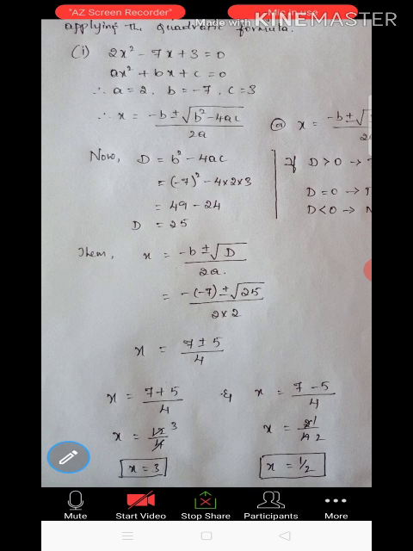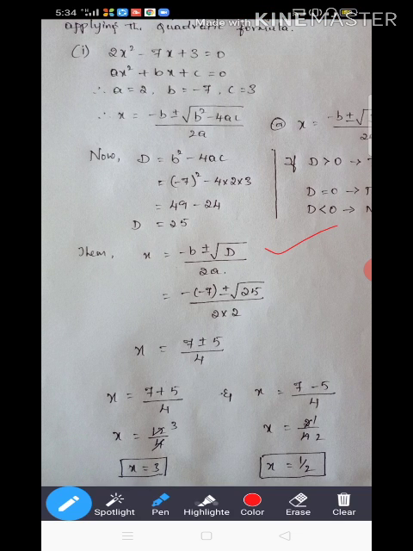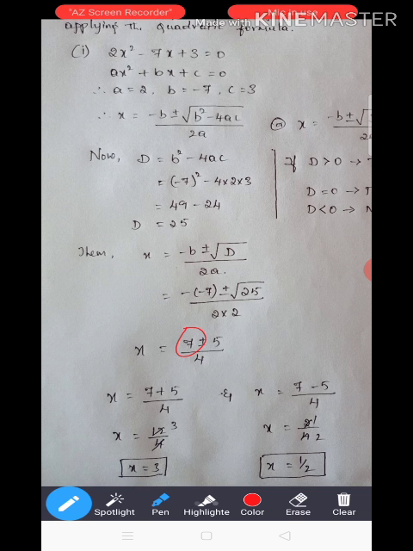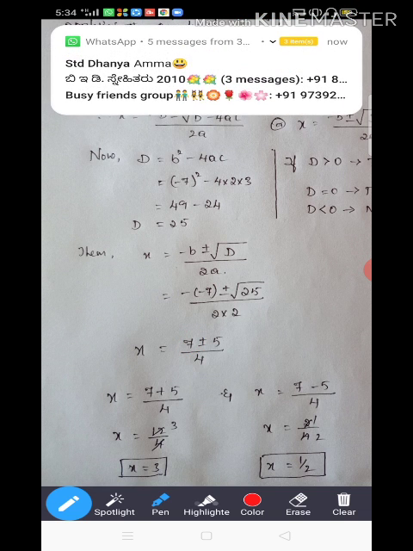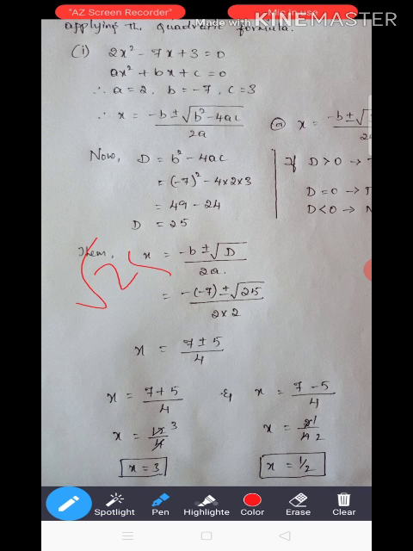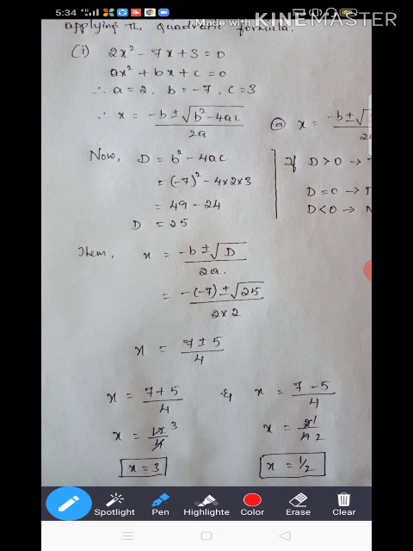Okay, let us see that. The formula is x equals minus b plus or minus square root of D, divided by 2a. I have written it directly as D, don't get confused. First write the value of b, which is minus 7, so minus of minus 7, plus or minus square root of D, which is 25, divided by 2 into a, which is 2. Now minus into minus is plus, so 7 plus or minus square root of 25. The square root of 25 is 5, you know that. And 2 2s are 4.